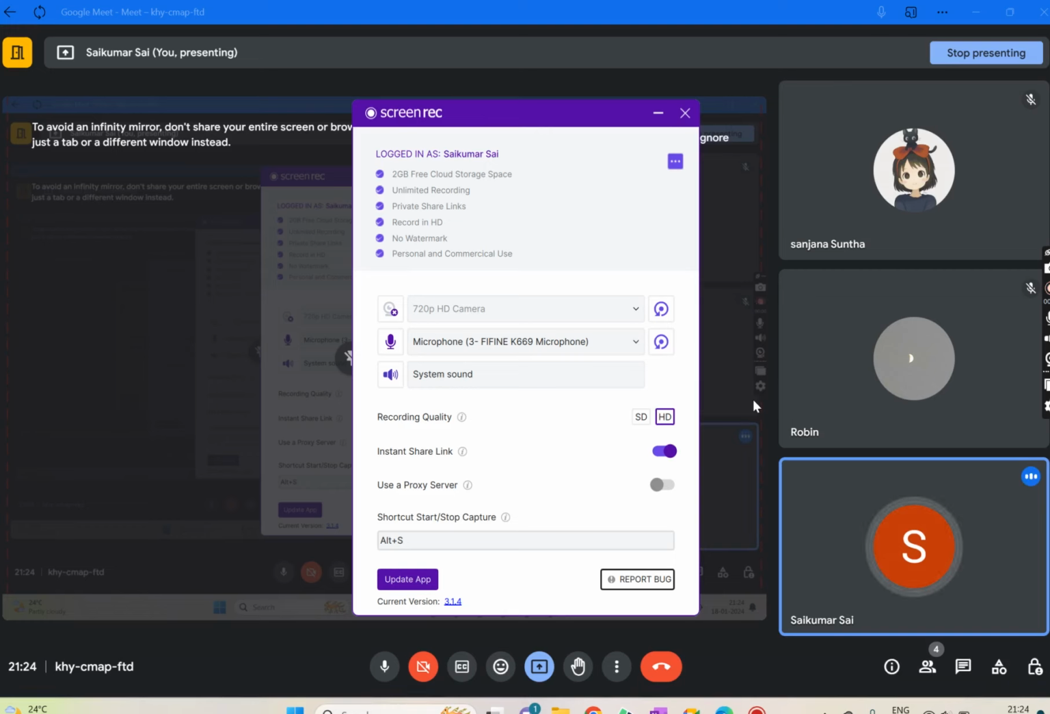Okay, so there might be some background noise today because some kind of puja is going on here, so you've got to adjust with that.